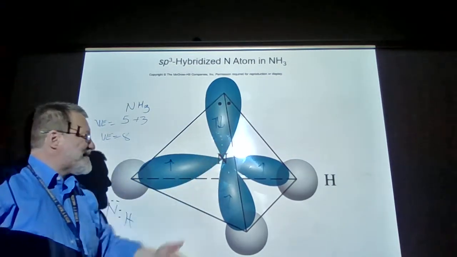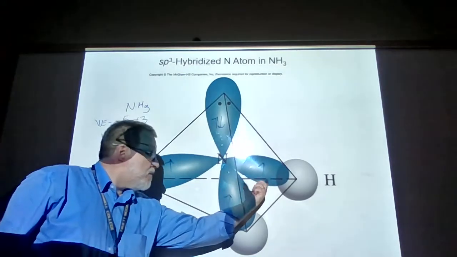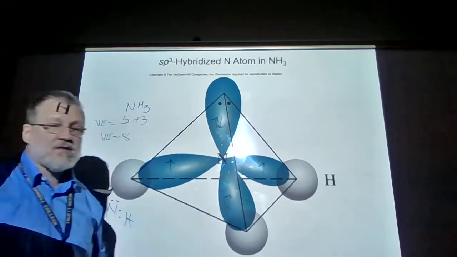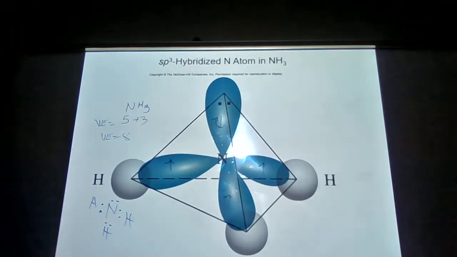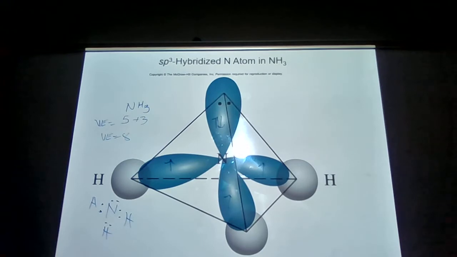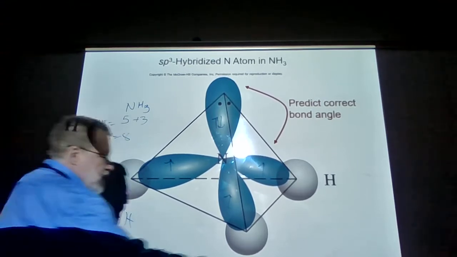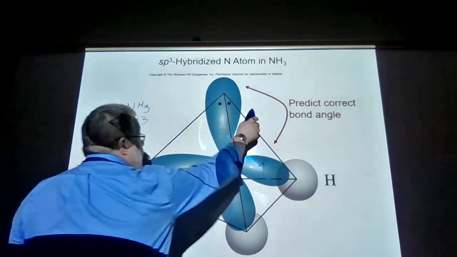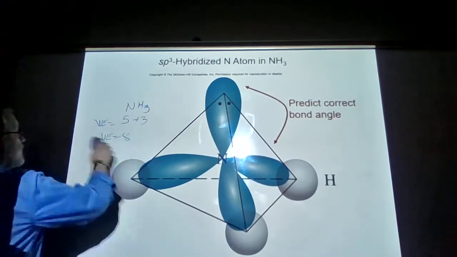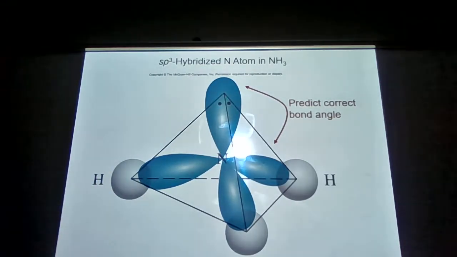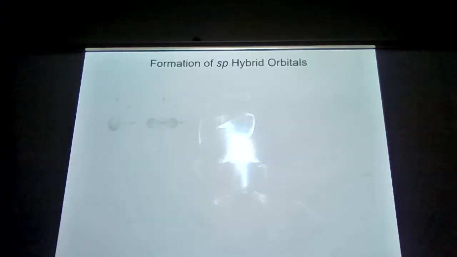Since this orbital is slightly bigger, the angles between the bonds are all smaller, about 107. So this gives us an understanding of why ammonia forms the compounds that it does. This gives us the correct bond angle that we see of less than 109.5.